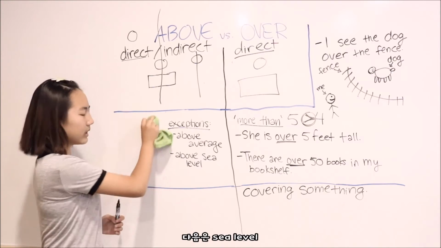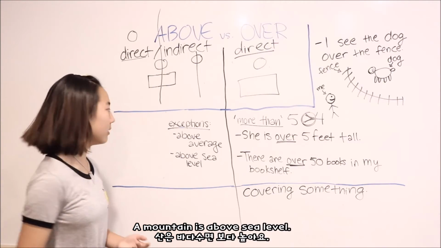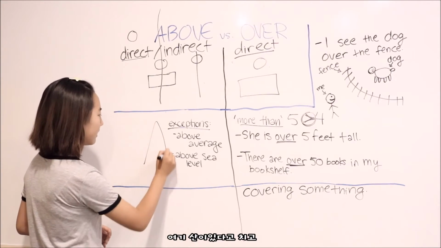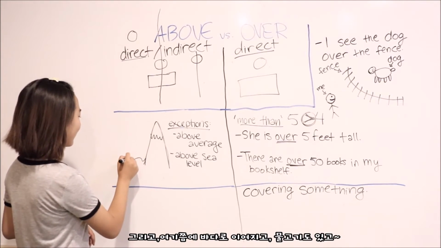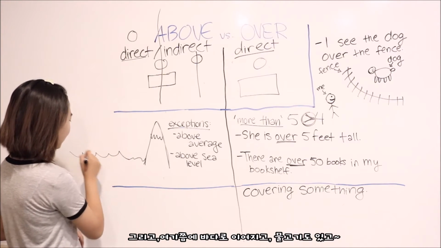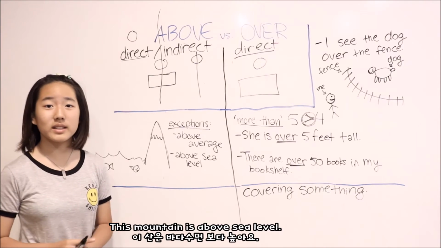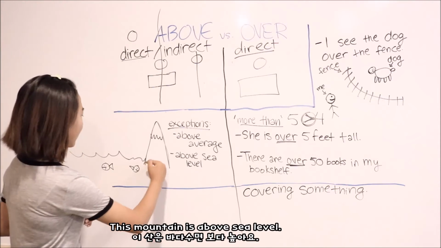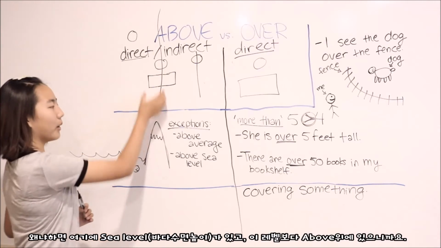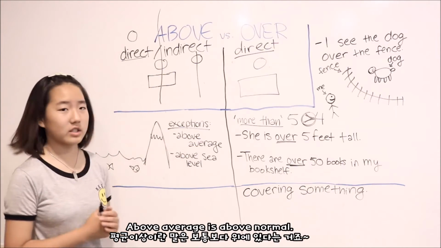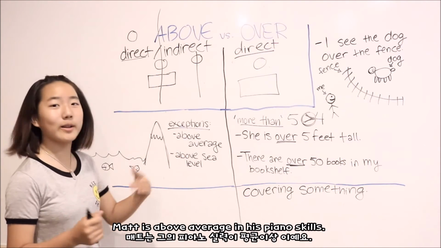Sea level is next. A mountain is above sea level. Pretend there's a mountain for decoration. And then pretend somewhere along here it turns into a sea. So ocean, and there is fish. And this mountain is above sea level. Sea level and above. Above average is above normal, like Matt is above average in his piano skills.